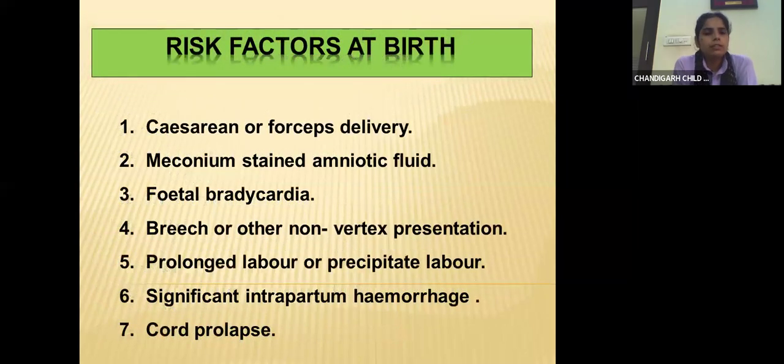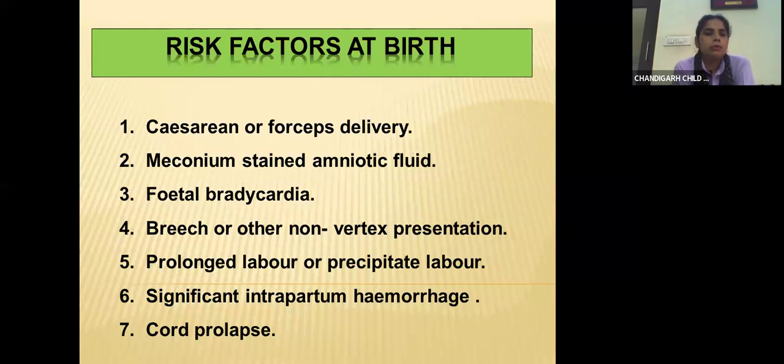Risk factors at birth. We know all the risk factors, first of all cesarean section or forceps delivery. We know that whenever a baby is born spontaneously, at that time they do not require any type of resuscitation. When the baby is delivered by forceps delivery, at that time the baby has a lot of hypoxia. So hypoxia converts into birth asphyxia. So it is very important to give resuscitation at that time.